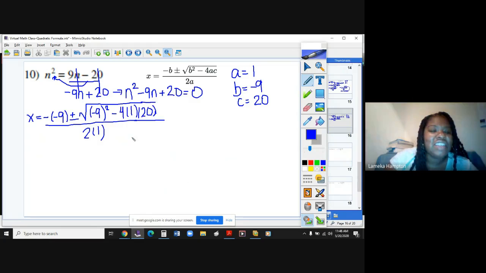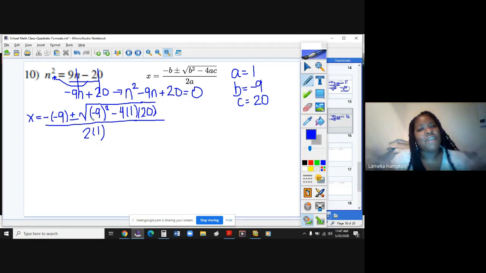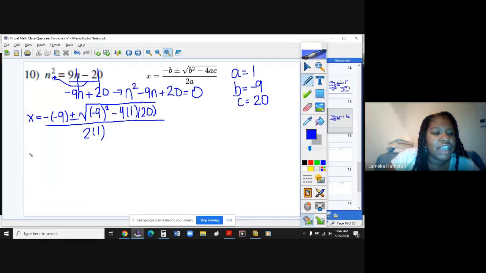All right. So now this is what I have. I have -9 plus or minus the square root of -9 squared minus 4 times 1 times 20. All of that is over 2 times 1. And again, I know this looks real crazy, but I promise you it's really not. All right. So now I got to simplify some stuff. I got to get some stuff out the way. That's exactly what I'm going to do.